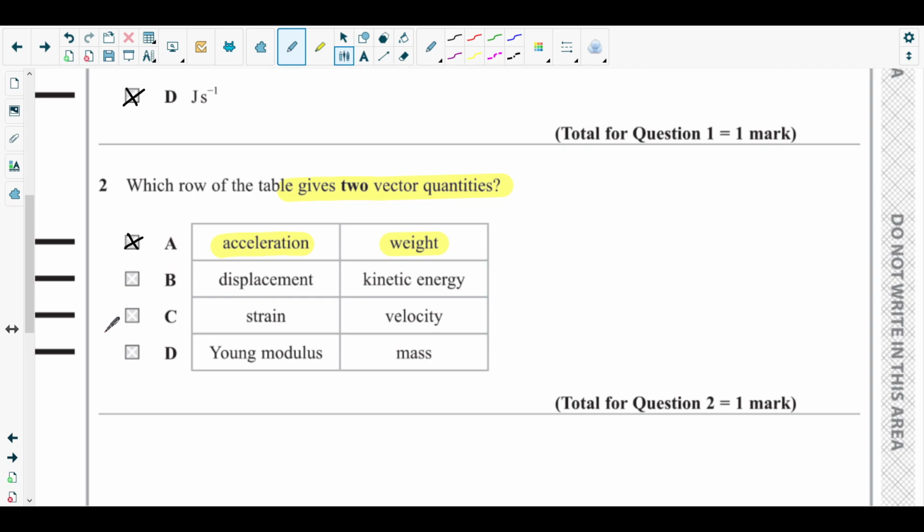B, C, D are not the answers. Displacement is a vector, but kinetic energy, energy is scalar. So one is vector, one is scalar, so not possible. C is strain. Strain is force per unit cross-sectional area, right? It's also a scalar quantity. Velocity is a vector, so one vector, one scalar. Young modulus is a scalar quantity, and mass is a scalar quantity. So both are scalar, so it's not the answer. The only possible answer is A.